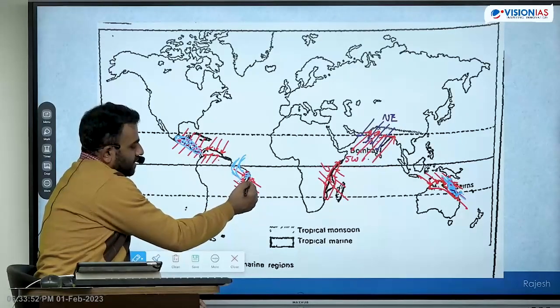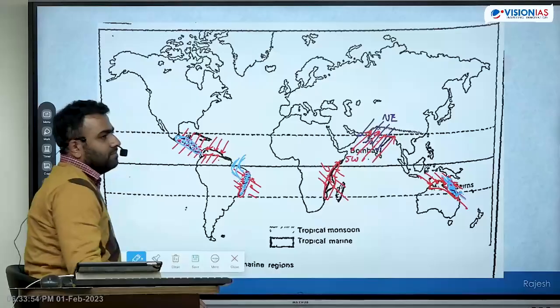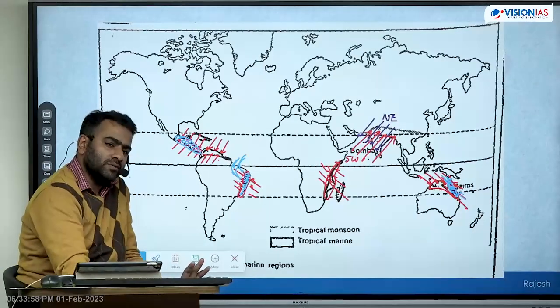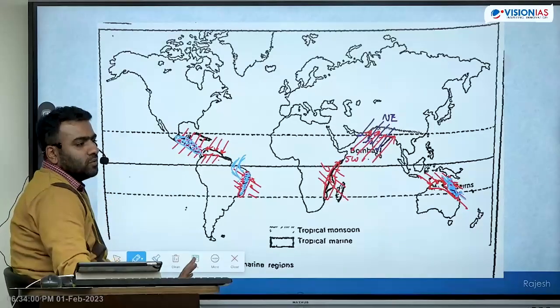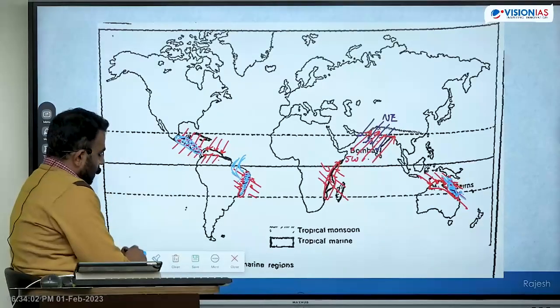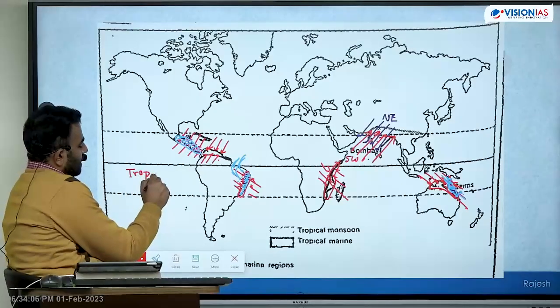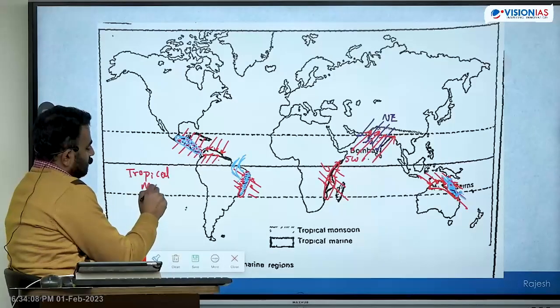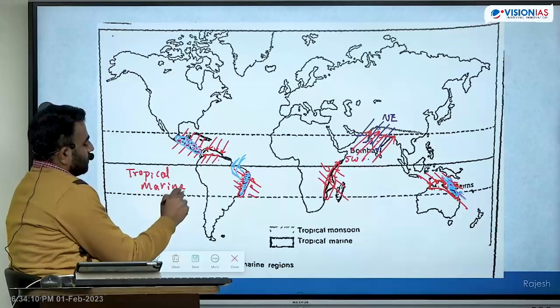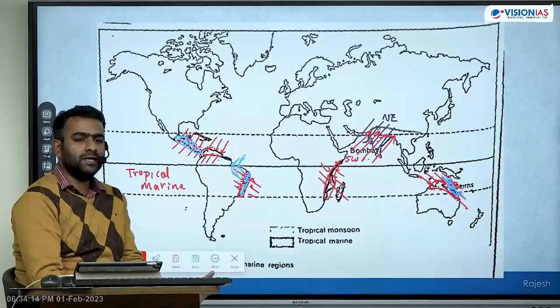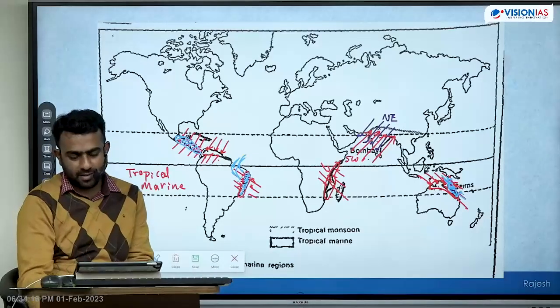So wherever there is precipitation on both the sides due to the winds, this is part of the monsoon because wind direction change हो रहा है, but throughout the year precipitation. Such kind of parts are called as tropical marine climate. Tropical marine climate. This is subcategory of monsoon climate. Okay, add this.